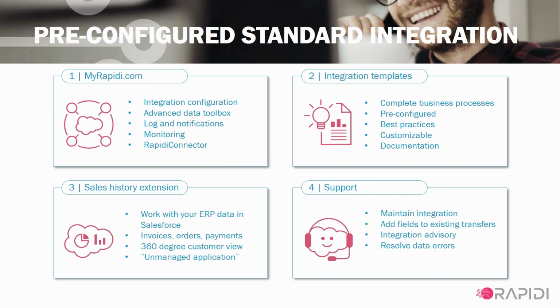So the pre-configured standard integration from Repeaty consists of 4 components. We have the integration platform itself with the data toolbox, the log, the Repeaty connector, the monitoring as Sean just showed. We have the integration templates, so the transfers, the schedules, the configuration that sits in there. They represent complete business processes and they're pre-configured based on our best practices, and you can modify them any way you want. You can use them as a standard solution, or you can customize them to your requirements.